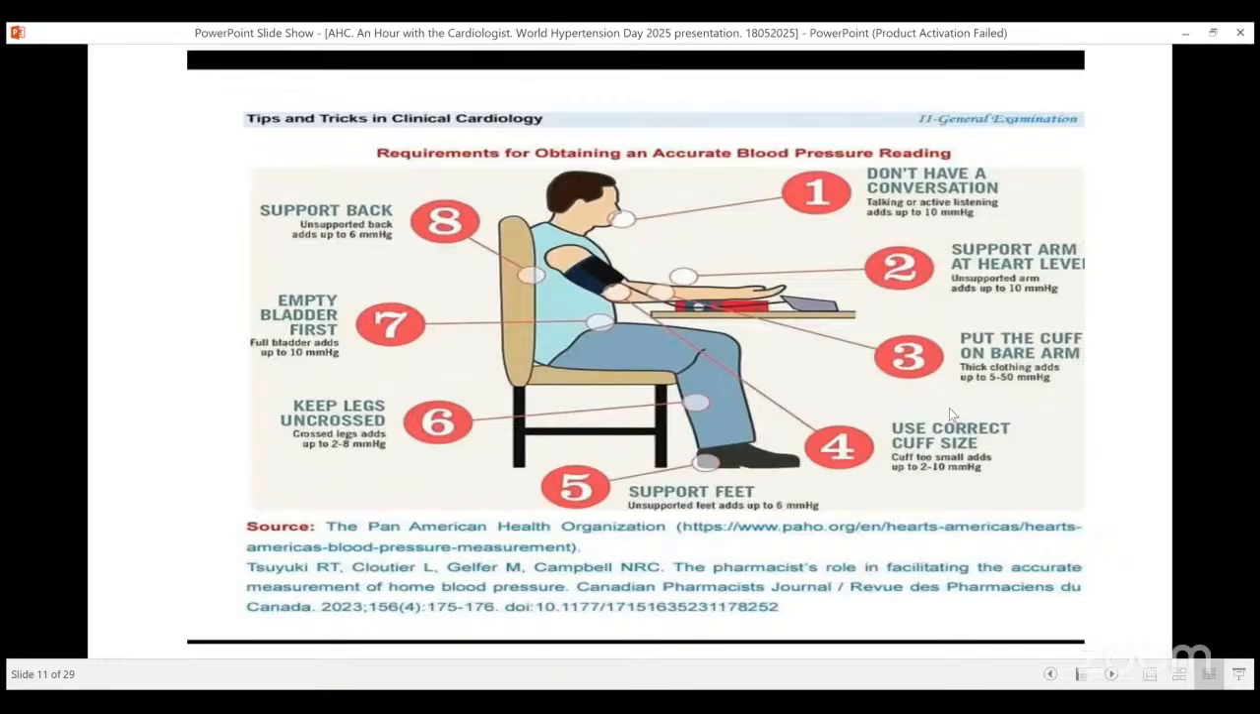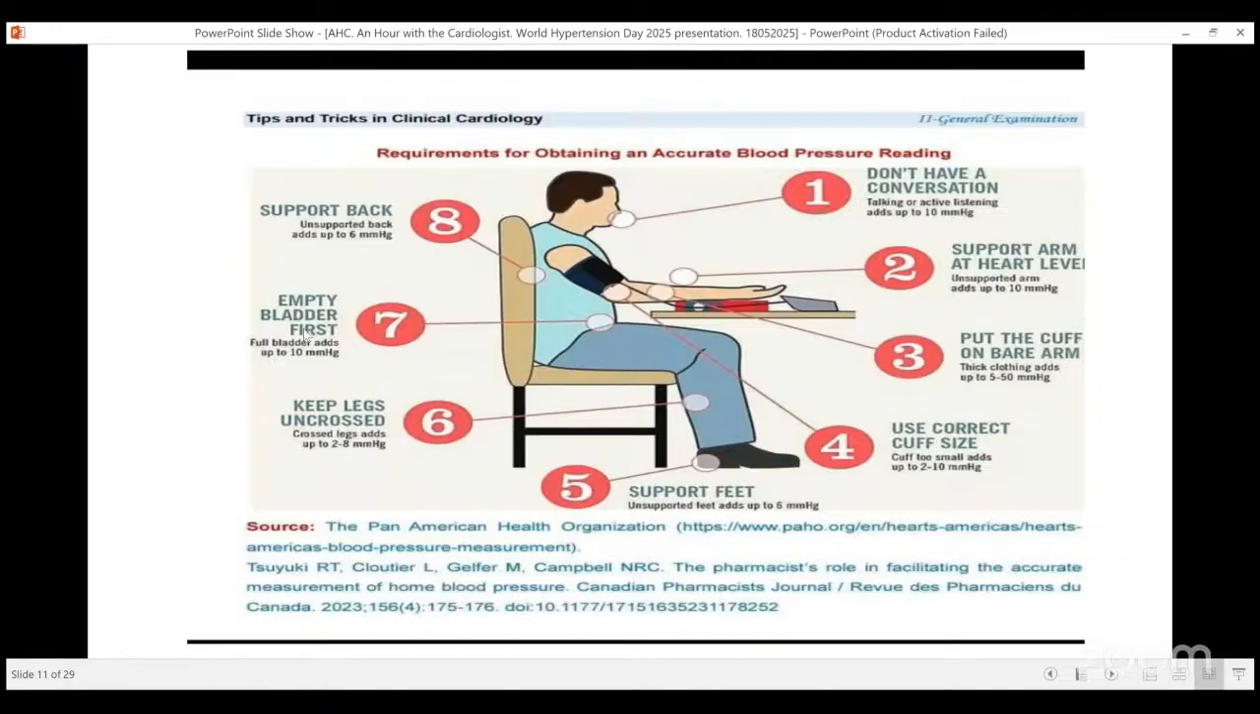Let your feet be supported. So don't cross your legs. Make sure that if you are seated, your feet are touching the ground. They must touch the ground. If they are dangling, it will add up to your blood pressure. Keep legs uncrossed. If you cross your leg, it can increase your blood pressure by 2 to 8 millimeter mercury. So keep your legs uncrossed.